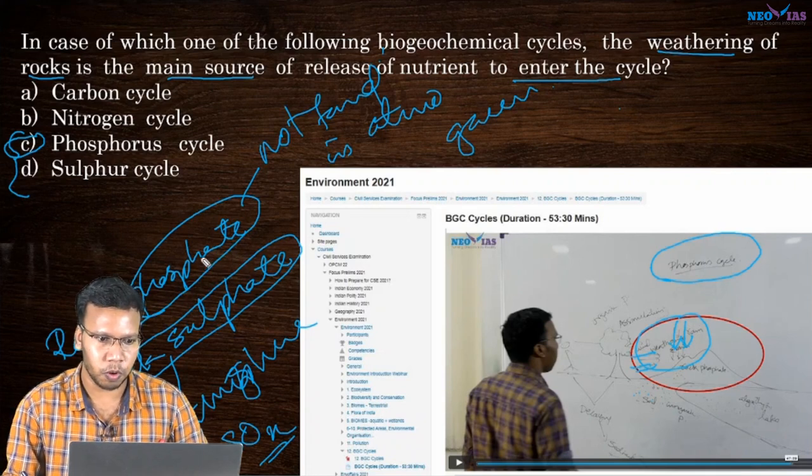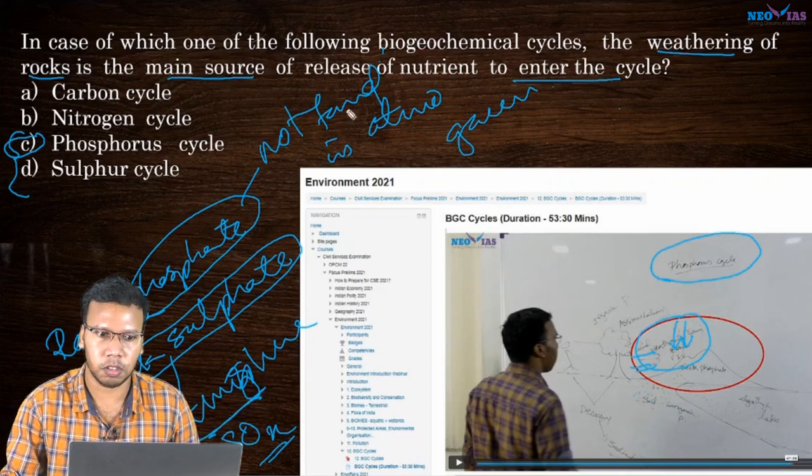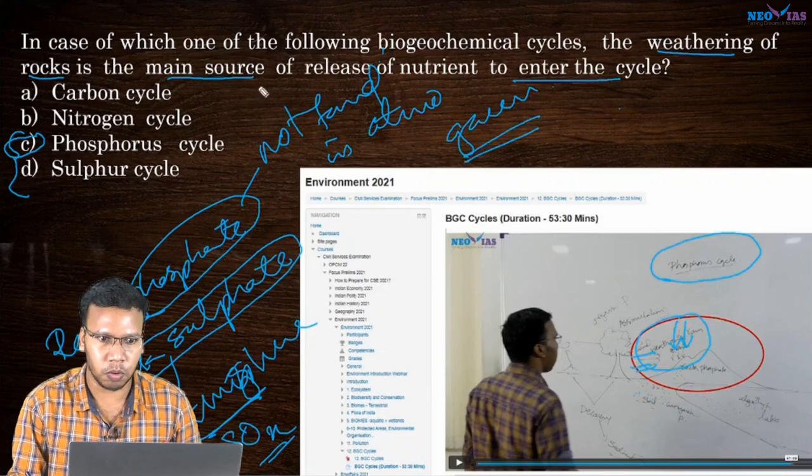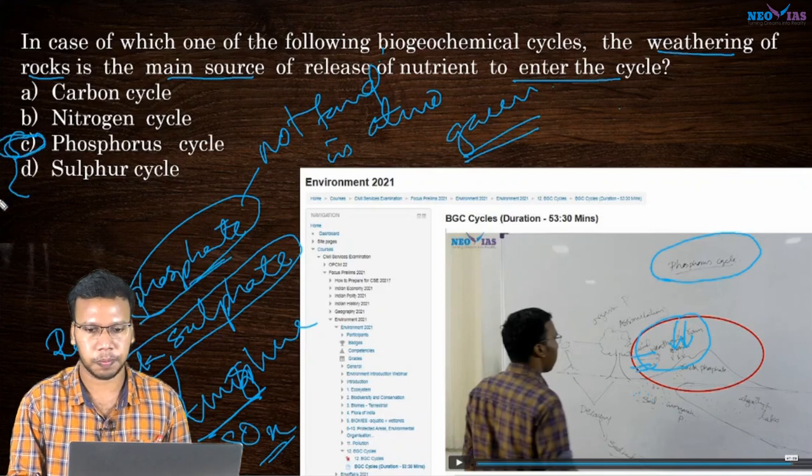Okay, because phosphorus has the land part only, the lithosphere part only. Sulfur has both the lithosphere part as well as the atmosphere part. Why? Because phosphorus is not found in the atmosphere in gas state. That's why weathering of rock is the main source of release of phosphorus. So the answer is C, phosphorus cycle.